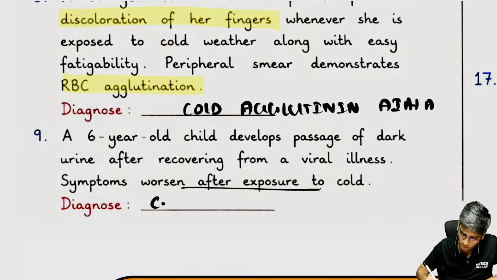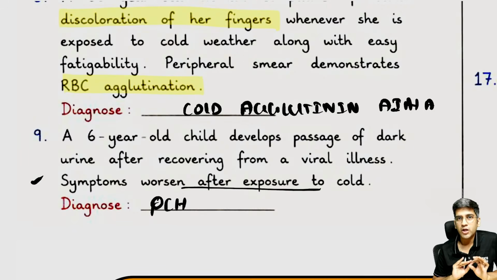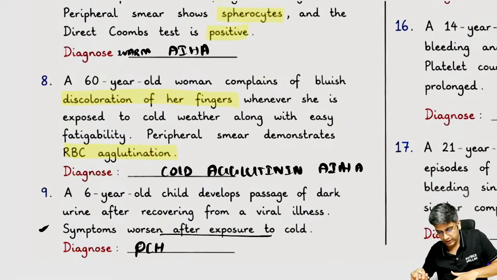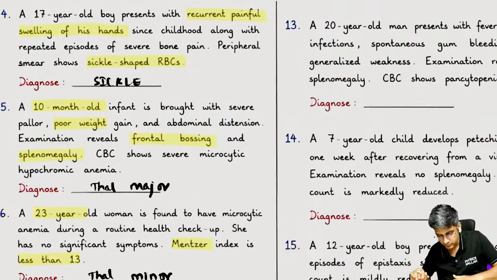This is actually the cold hemolysin type. This is not that common. So I'm just writing paroxysmal cold hemoglobinuria, or cold hemolysin type of autoimmune hemolytic anemia. Fine.